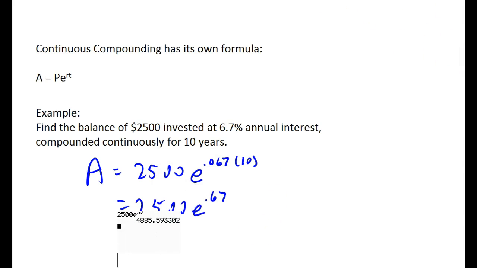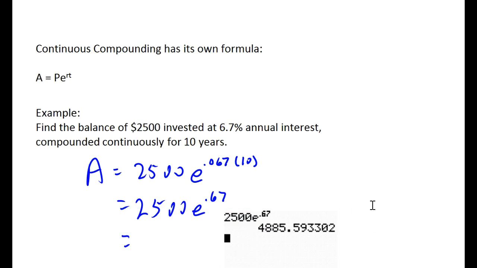All right. So let me see if I can drag that out here, make it a little bigger. There you go. So that's how you do compounding continuously. And that's all you need to know for exponential growth.